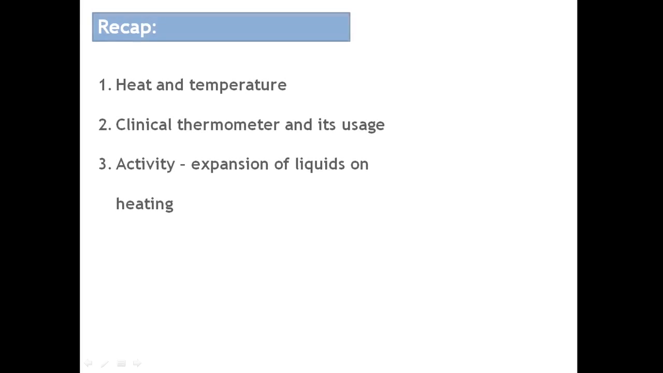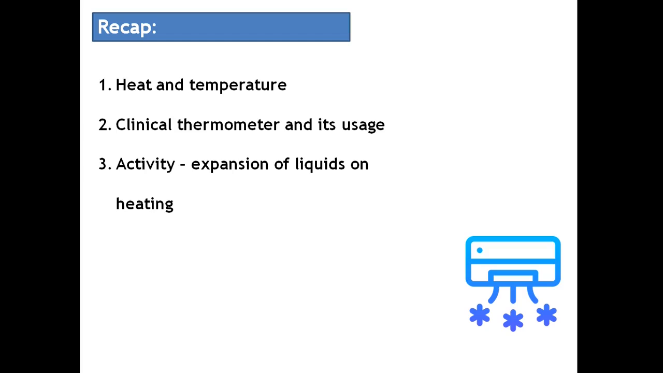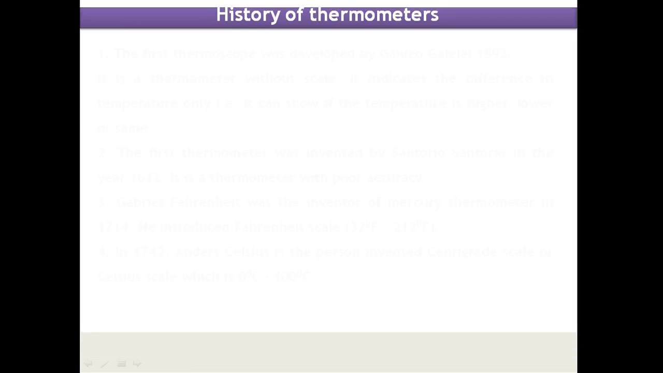In our last session, we studied about the clinical thermometer, its uses, precautions to be taken before its usage, and an activity which explains that liquids expand on heating. In this session, we are going to study about thermometric liquids like mercury and alcohol, how to create new markings on the thermometer, and about the digital thermometer.